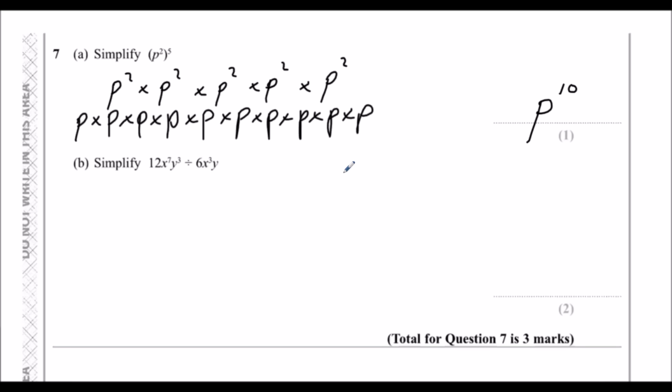Part B, simplify 12x to the power of 7 y cubed divided by 6x cubed y. So we're going to divide the numbers, divide the x's, and divide the y's. 12 over 6 is 2. X to the power of 7 divided by x cubed is x to the power of 4. When I'm dividing indices, I'm taking away the powers. And y cubed divided by y, 3 take away 1 is 2.